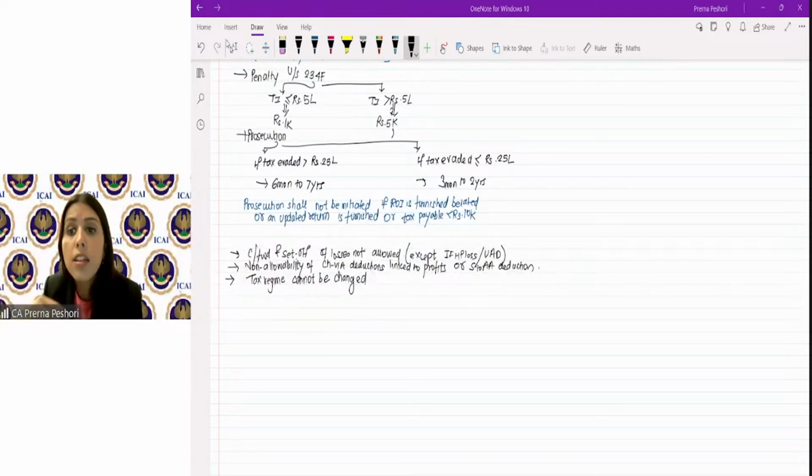who have the capital gain arising from ADRs, GDRs, which are again listed on the recognized stock exchange, listed on the IFSC.